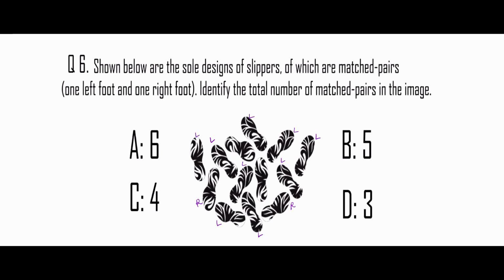After counting all the soles, there are 3 right soles and the rest of them are left soles. So option A is 6, we can eliminate it. Option B is 5, we can eliminate that also. Option C is 4, and option D is 3, and we can only obtain 3 pairs of sole design from this image.